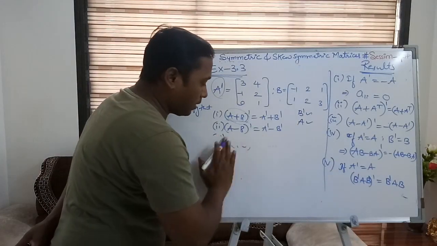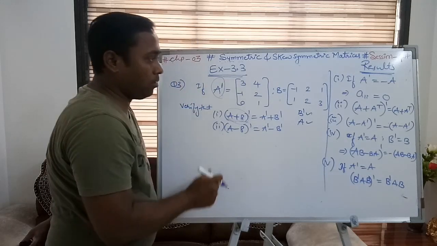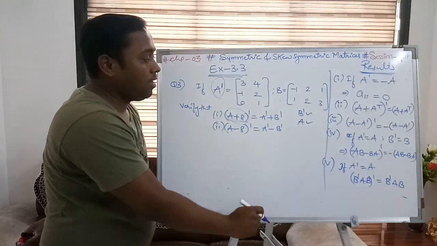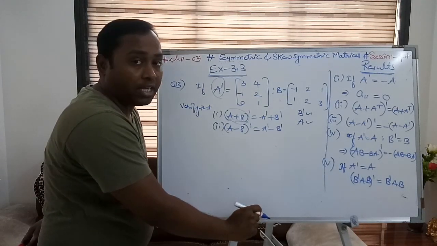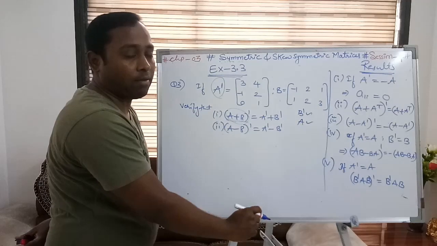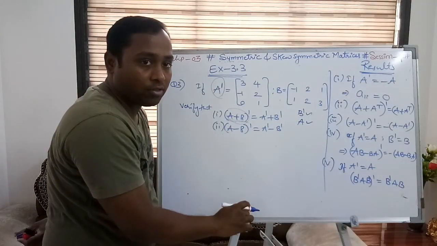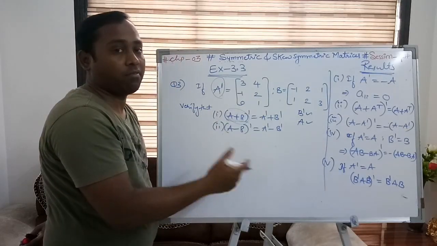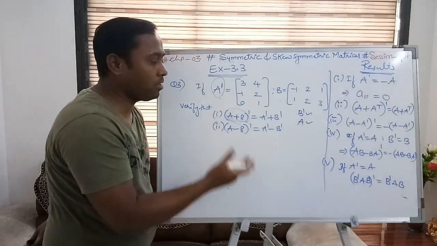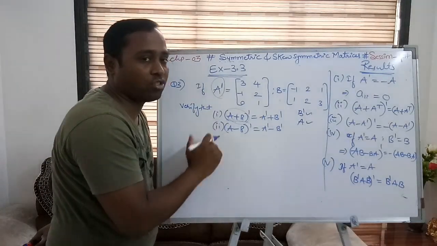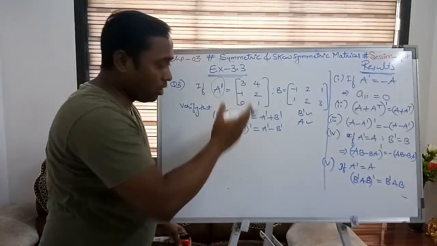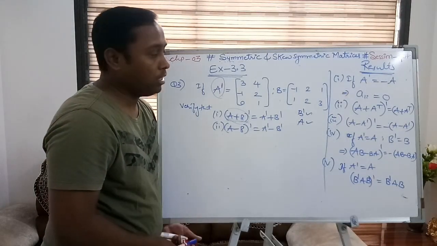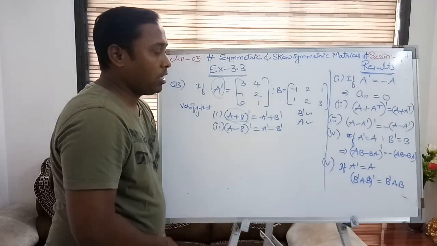So simply what they are asking is that one or two matrices will be given to you and they will ask you to verify the properties of transpose. You have understood the 5 properties we have discussed. They are simply asking to verify those 5 properties. Verify means that the property needs to be verified as LHS equal to RHS. I hope you will do this part on your own because it's simply algebra. Okay, let's try this one yourself.